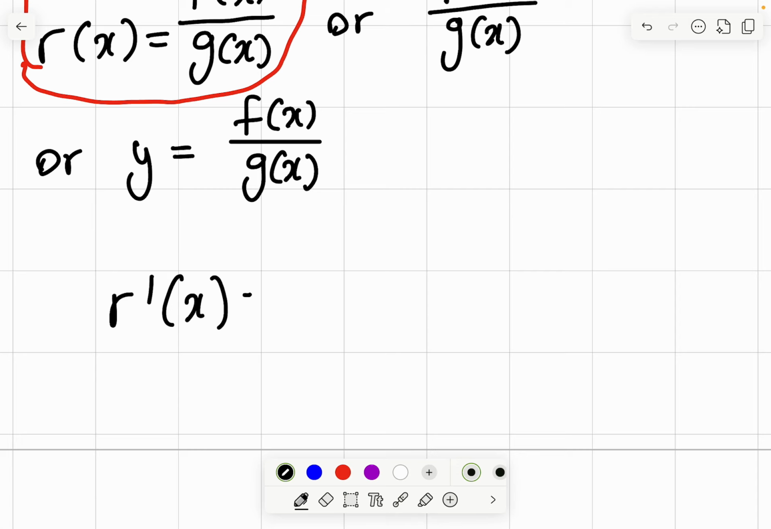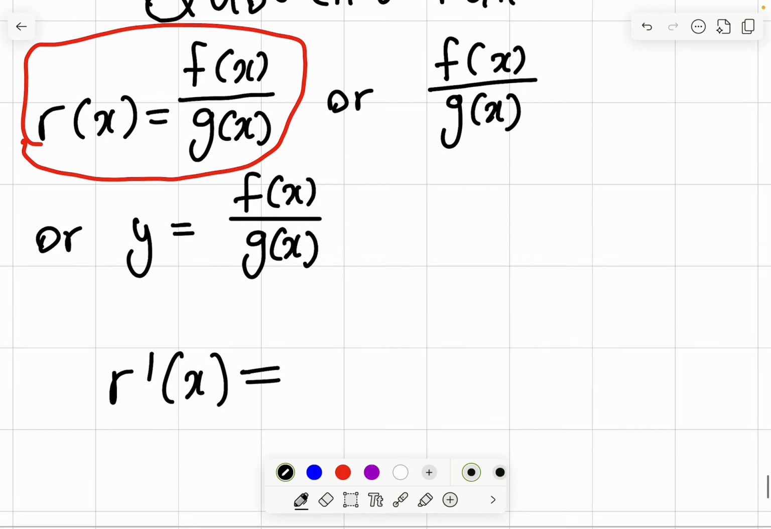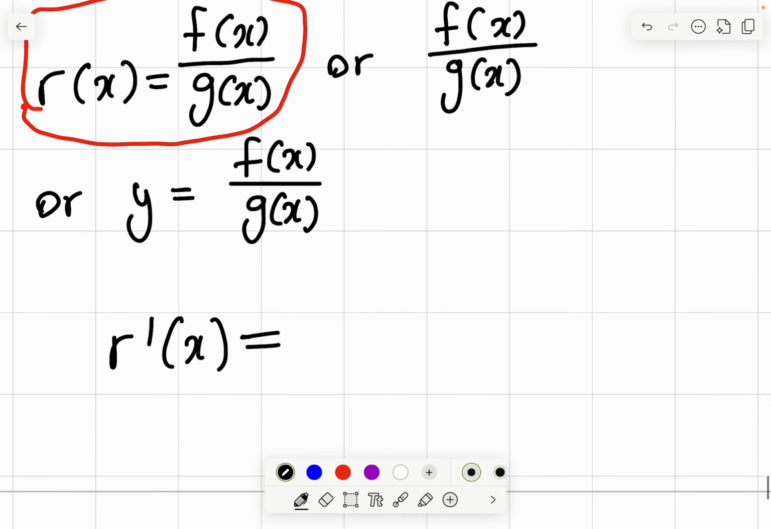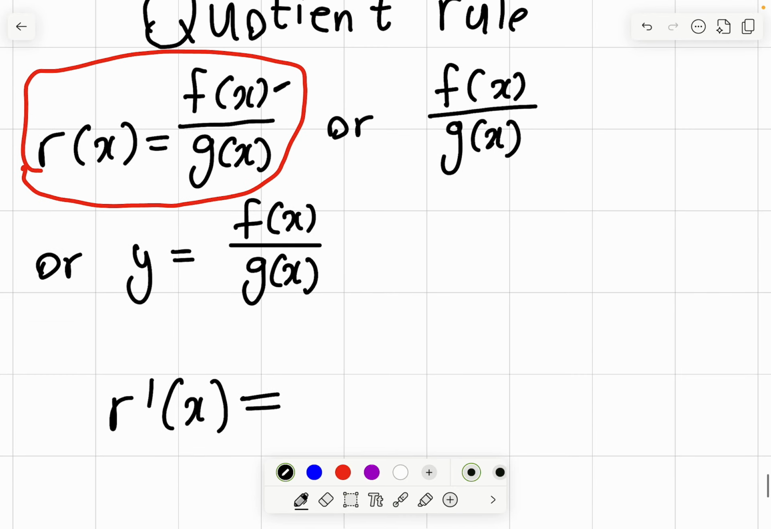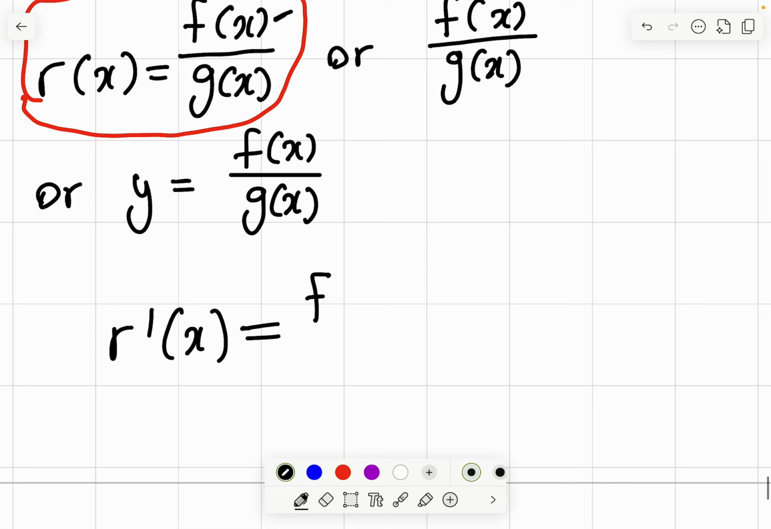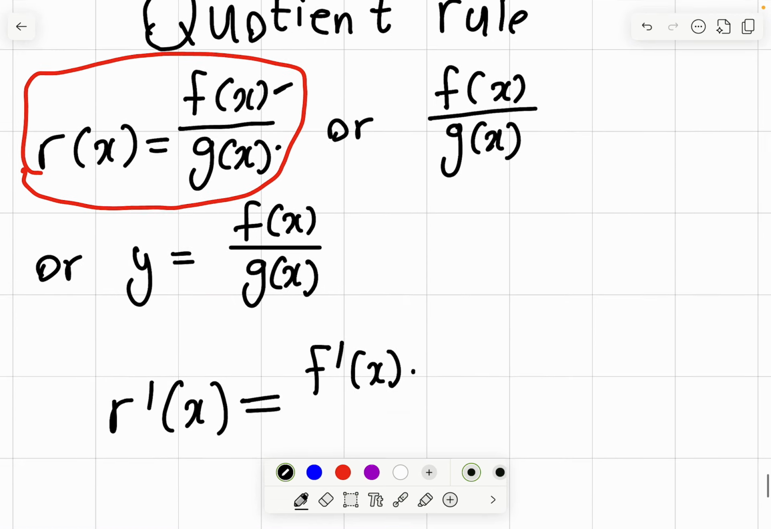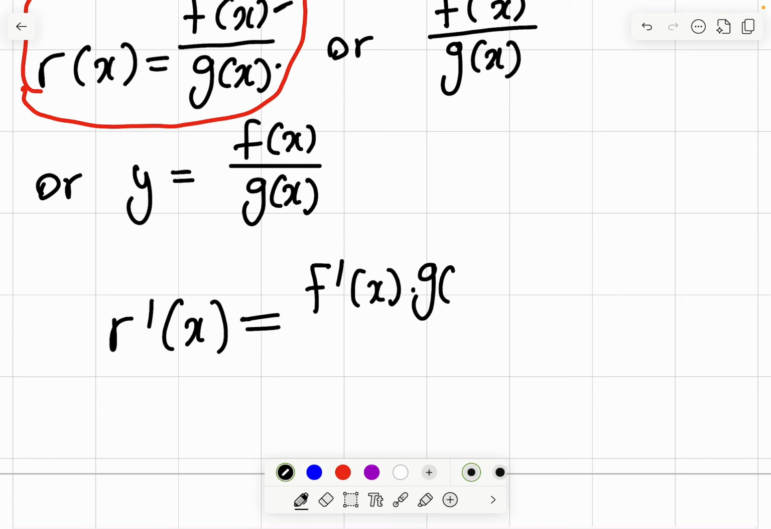You're going to write it like that. So the derivative of r of x using quotient rule, like that. You take the first function, this one, and you derive it. You multiply it by the bottom function, which is the second one. You don't derive it, you just multiply.